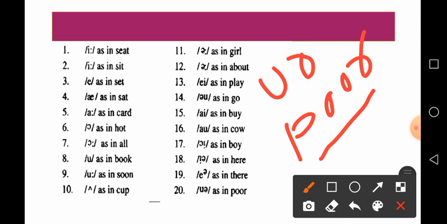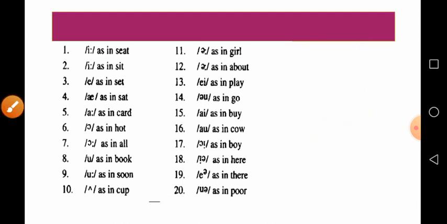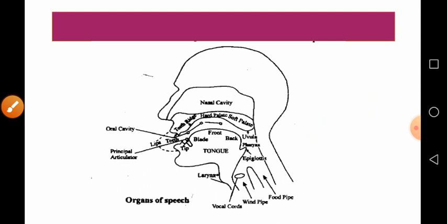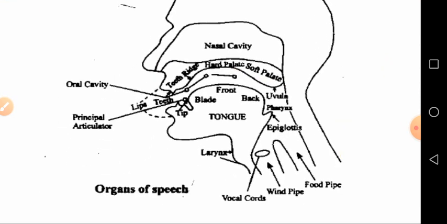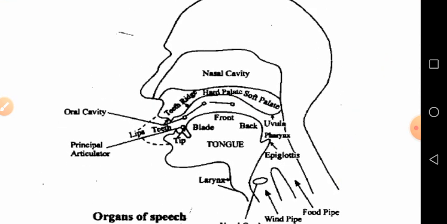So, these are the combination of two vowels occurring together, so they are called diphthongs. From number 13 to 20, they are called diphthongs. So, in English vowel sounds, we find long vowels, short vowels and diphthongs. So, there are totally 20 vowel sounds in English. Now, you can see here is a diagram of the organs of speech.